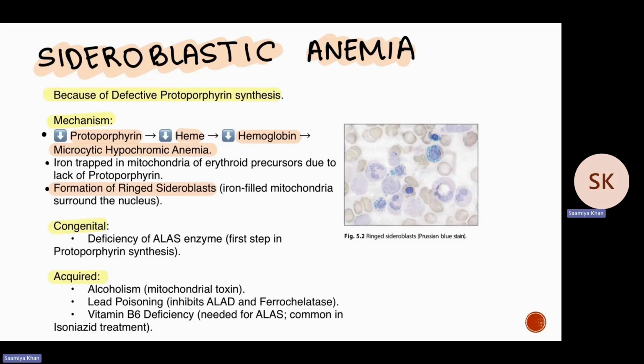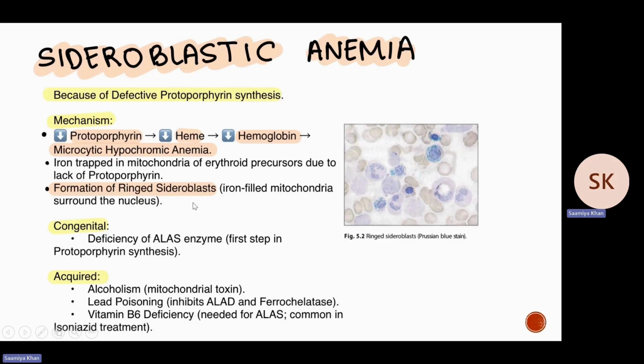Next is sideroblastic anemia. Sideroblastic anemia results from defective protoporphyrin synthesis. And we know protoporphyrin is needed in heme. So if we have less protoporphyrin, less heme is going to be produced, which will eventually result in less hemoglobin production and which forms microcytic hypochromic anemia.